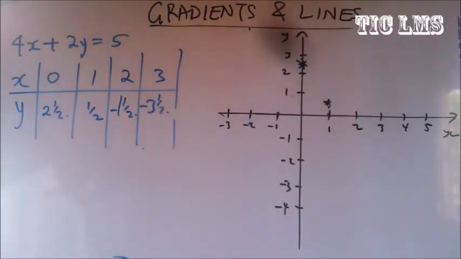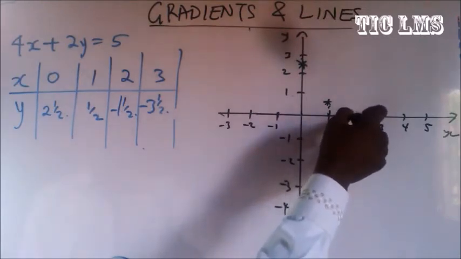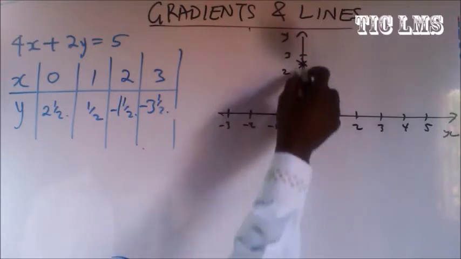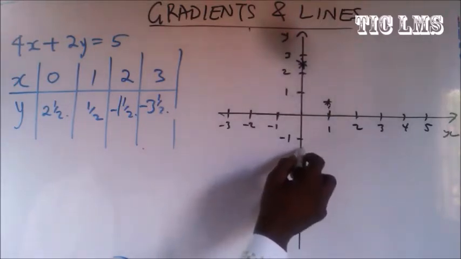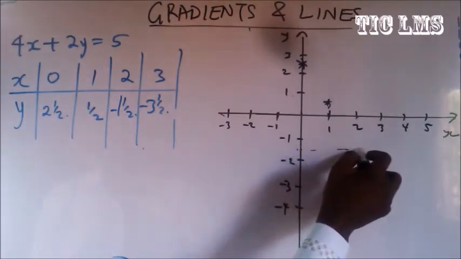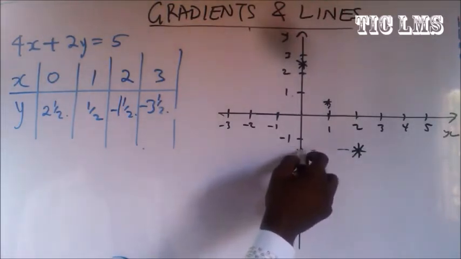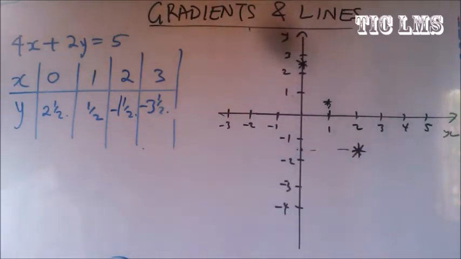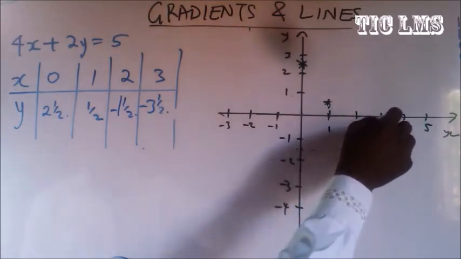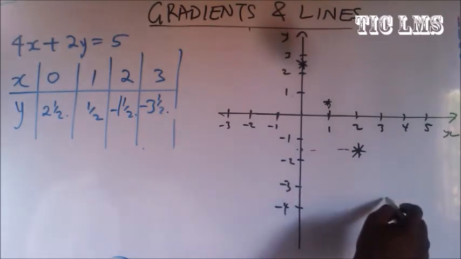And then when x is 2, y is minus 1.5. So here is our x, which is 2. Then we have minus 1.5. So this is our y-axis, and this is -1. -1.5 will be in the middle here, and so we'll trace it down here, and then we'll have it over here. So here is our -1.5 for the y-axis and 2 for the x-axis. And lastly, when x is 3, y is -3.5. So we have x to be 3 here, and then we have -3.5 somewhere around here.